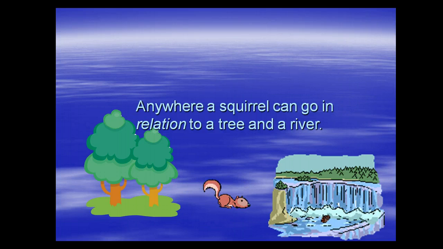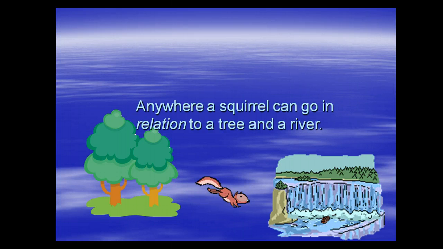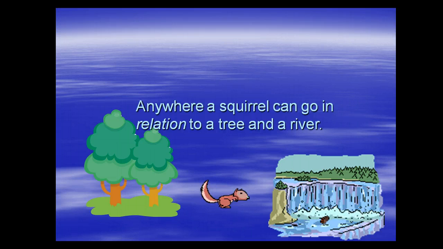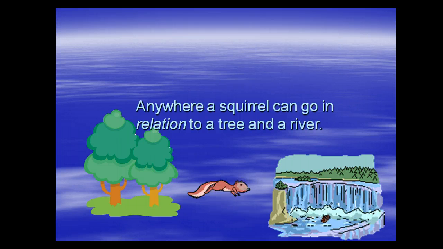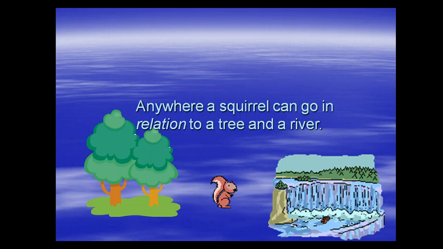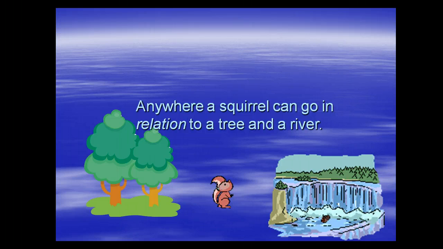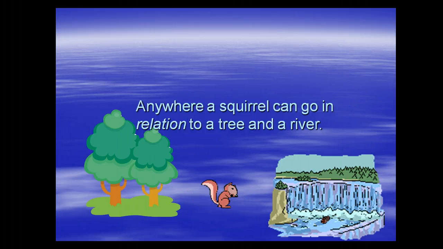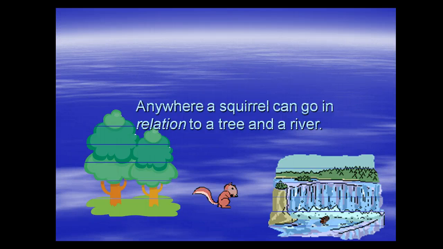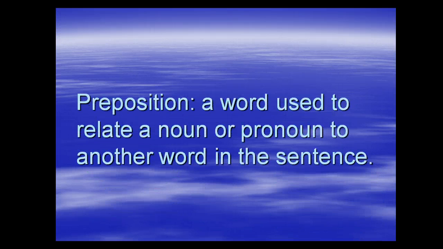So anywhere a squirrel can go in relation to a tree and a river is a preposition. Right? We know a squirrel can go up a tree, a squirrel can go around a tree, a squirrel can go through the river, it can go over the tree, it can go between. So all those are key preposition words. And the actual definition that you should write in your grammar notes is a word used to relate a noun or pronoun to another word in a sentence. A relationship is the key.